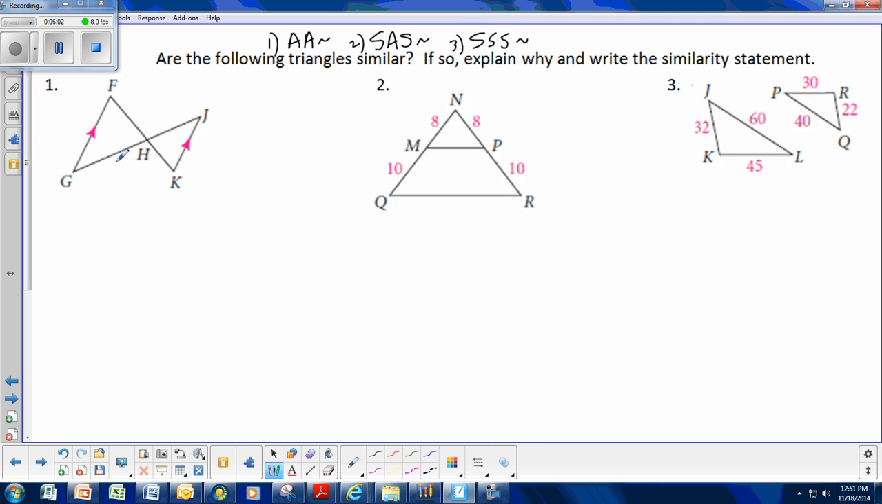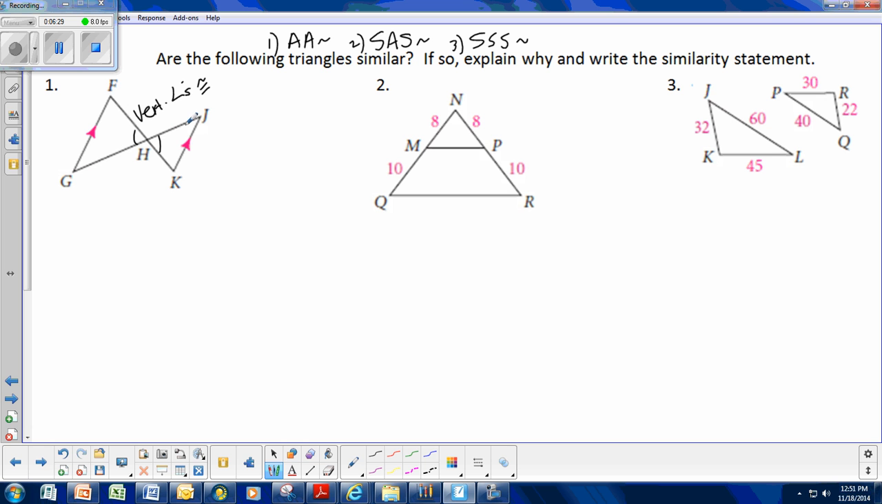So let's try example one. All right, in example one, none of the sides are labeled with numbers or tick marks. So I'm going to go ahead and ignore any of these that deal with sides. I'm going to focus on angle angle. Now, one thing I notice is that these two angles right here are vertical angles. And I know vertical angles are congruent, okay? So there's one pair of angles.